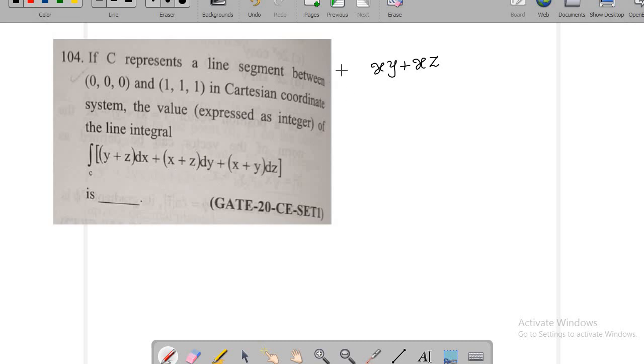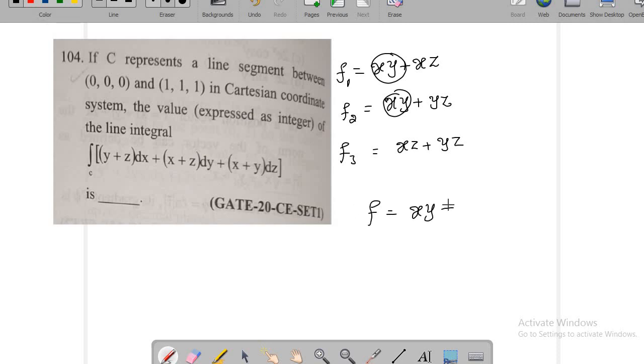And if I integrate, this is what f1, let me say, and f2, integrate the second expression with y. So when you do that, you'll get xy plus yz, and f3, that is xz plus yz. Xy, you should write it only once. So f equal to xy plus, next xz, and xz you should write it only once, plus, so the next one yz.